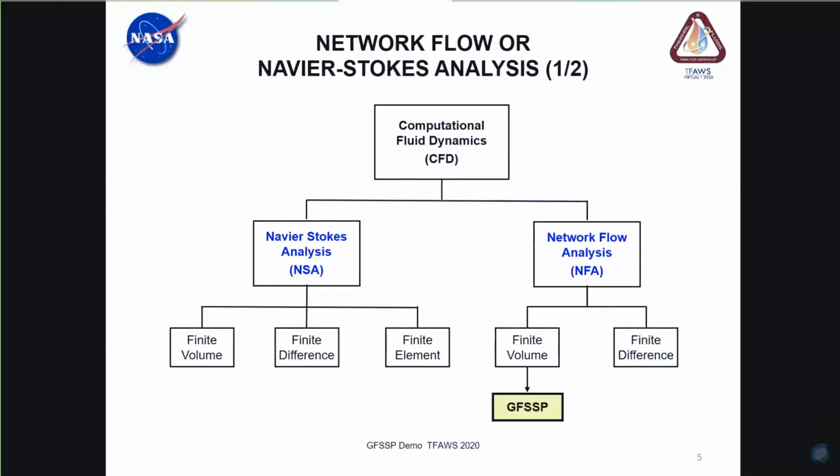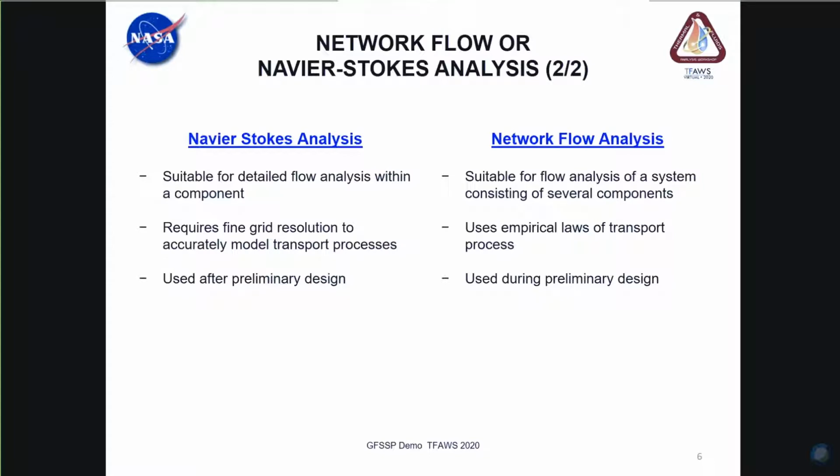When we think of computational fluid dynamics, we usually think of Navier-Stokes analysis, where you have millions of nodes and you're solving the full Navier-Stokes equations. But CFD can also include what is known as network flow analysis, or nodal codes. In this case, your momentum equation, instead of a full Navier-Stokes equation, is simplified into empirical relations. So GFSSP is an example of a finite volume network flow analysis code. Other network flow analyzers include Sindaflow, EZ5, and GT Suite.